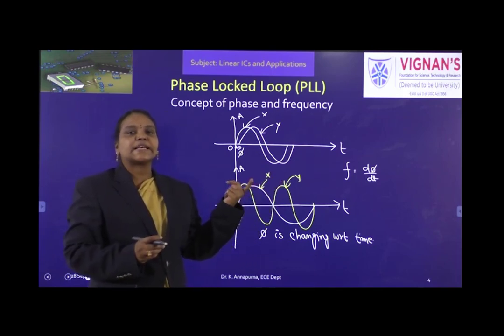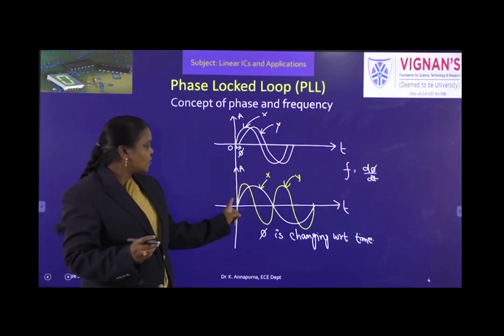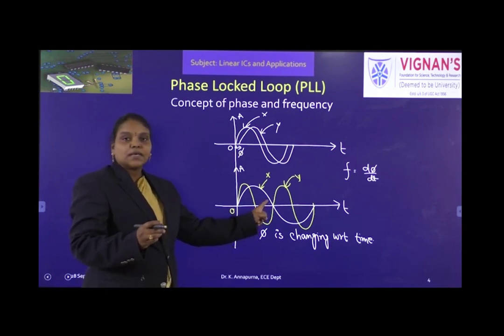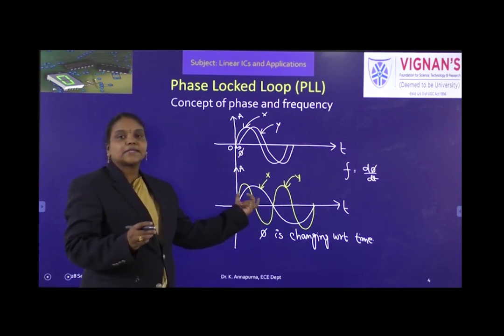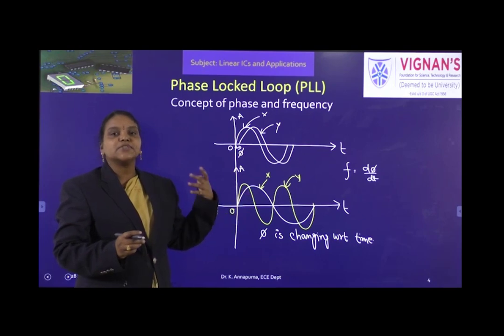Frequency means the number of cycles per second. Here if you observe, the second waveform has double the cycles compared to the first waveform. That means its frequency is double.